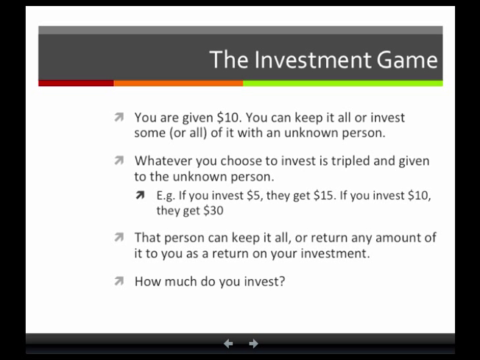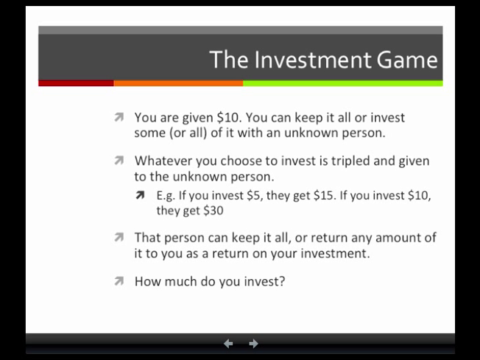So here's the game. You're given $10 and you can keep all of it, or you can invest any amount of that $10 with an unknown person. So this is someone you don't know. Whatever you choose to invest is tripled and given to that unknown person. So if you decide to invest $5 of the 10 you got, the unknown person is going to get 15. If you invest all $10, the unknown person gets 30.